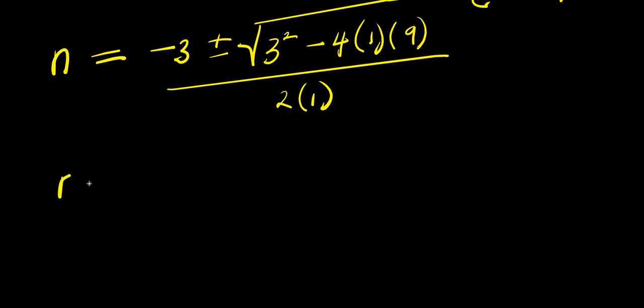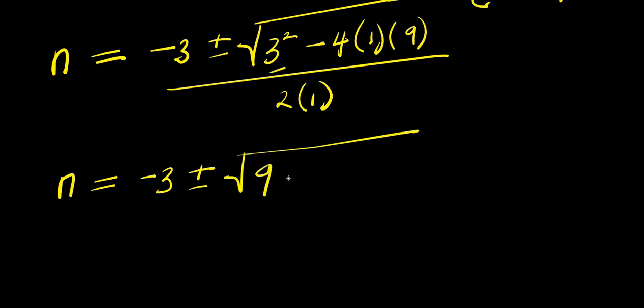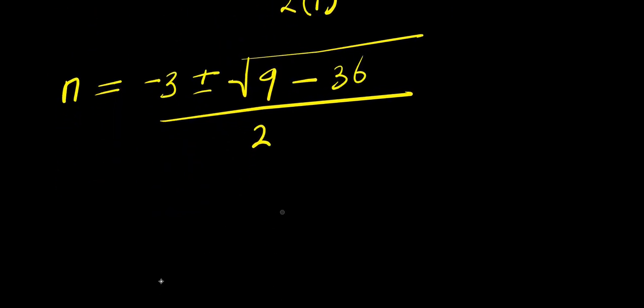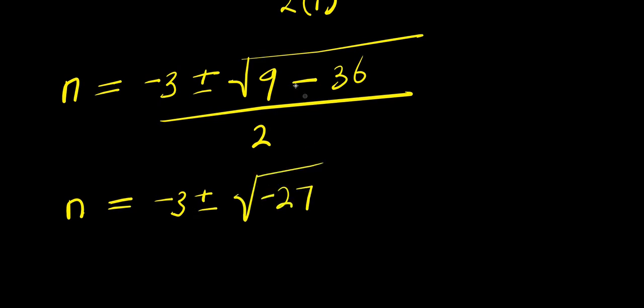From here, I have n equals negative 3 plus or minus the square root of 3 squared, that is 9, minus 4 times 1 times 9, which is 36, divided by 2. So from here, I have n equals negative 3 plus or minus the square root of, this is negative 27, that is 9 minus 36, divided by 2.